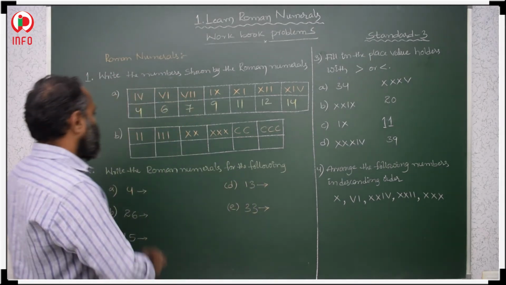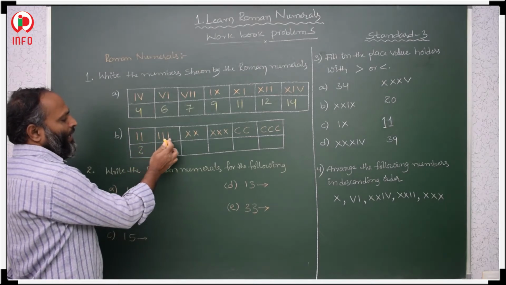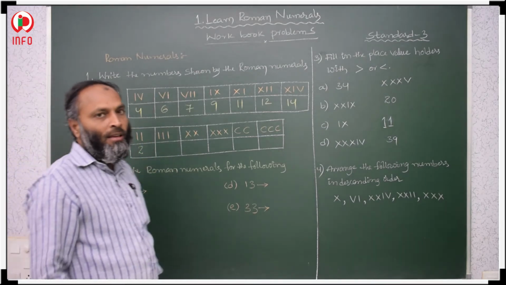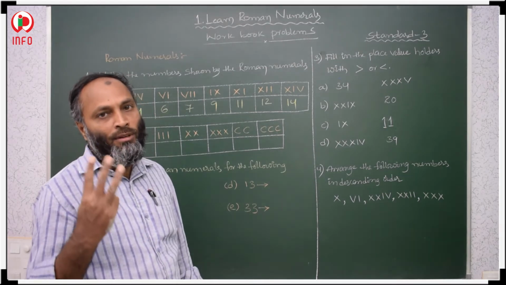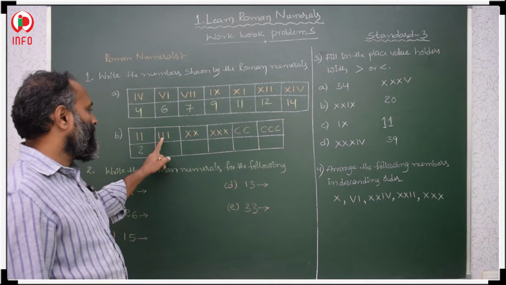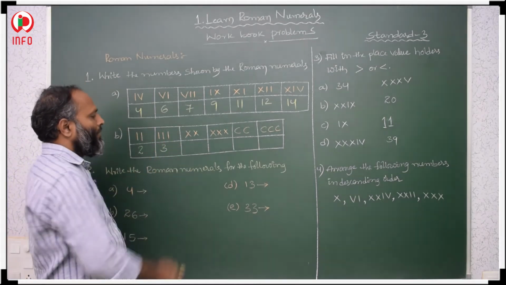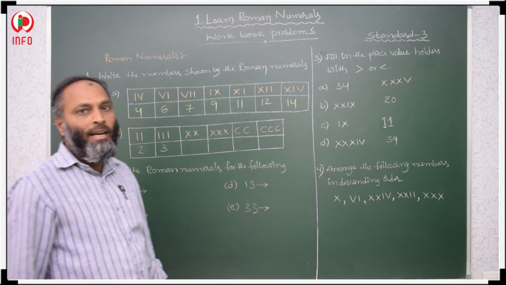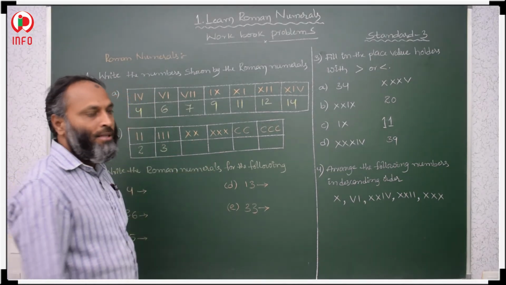I means 1 plus 1, that is 2. I can repeat 3 times. Whatever the Roman numeral is, it will repeat a maximum of 3 times only, not more than that. Here it is repeated 3 times, 1 plus 1 plus 1: 1 plus 1 is 2, 2 plus 1 is 3. Here X and X repeat 2 times, that is 10 plus 10, 20.